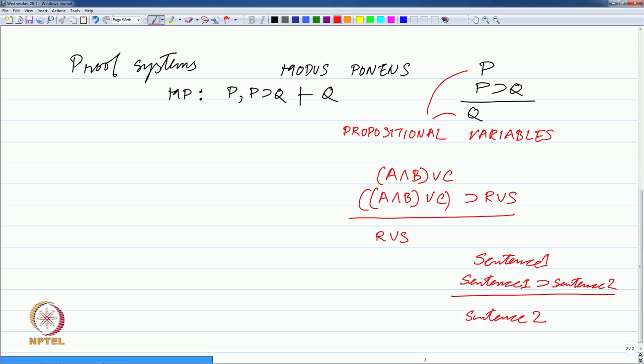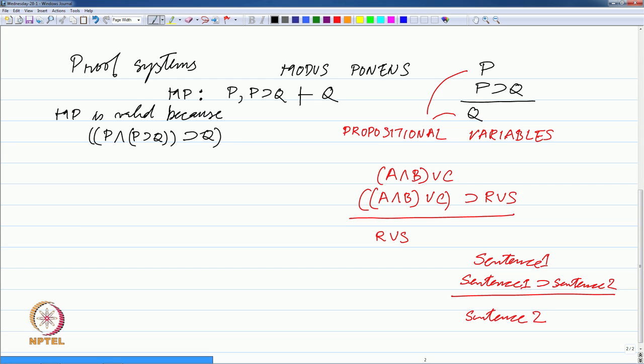And if you remember, we had said that MP is valid, or rather I should say, because this sentence P and P implies Q is a tautology actually. So every valid rule of inference is based on a tautological implication. We had seen that in the last class. This is just a quick review of what we did.